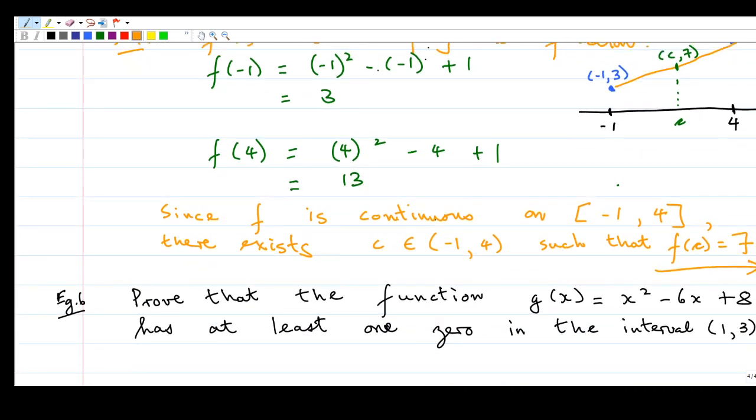Number 6, you can try on your own. The solution will be on the PDF.